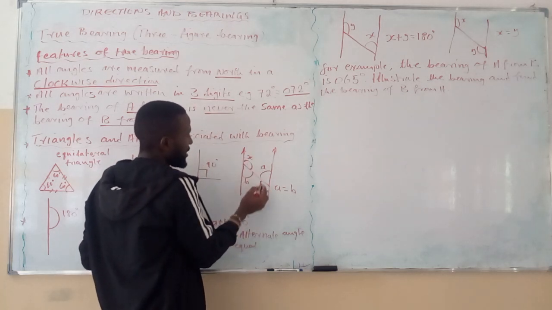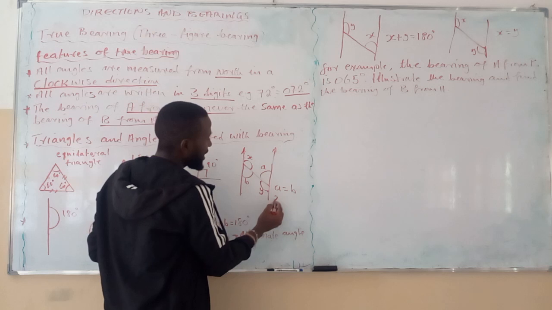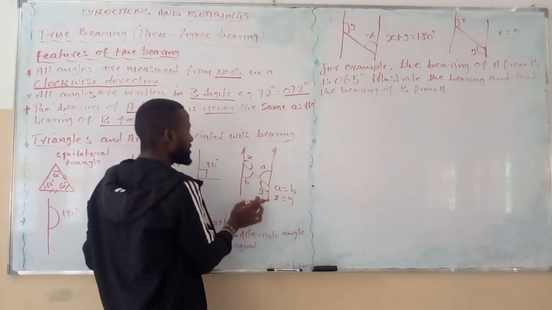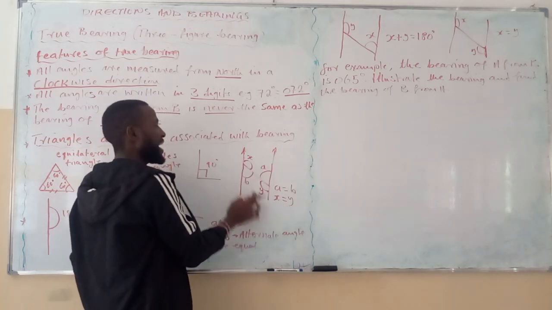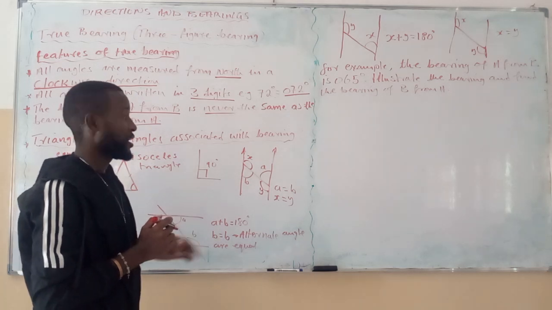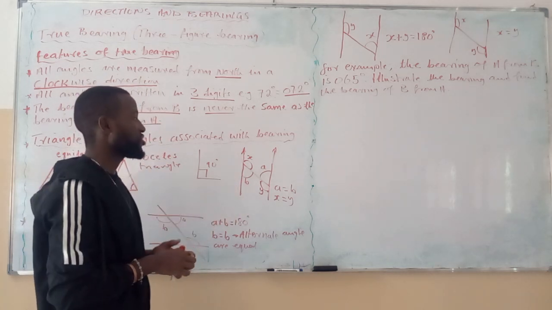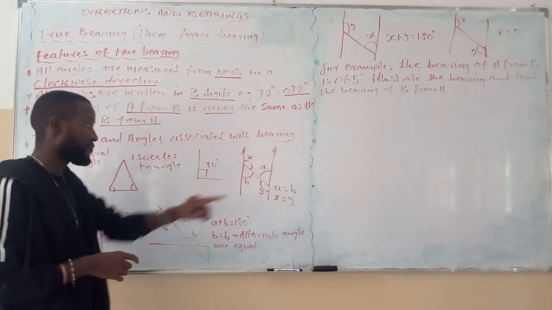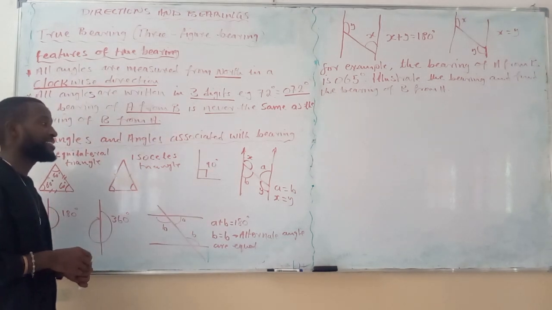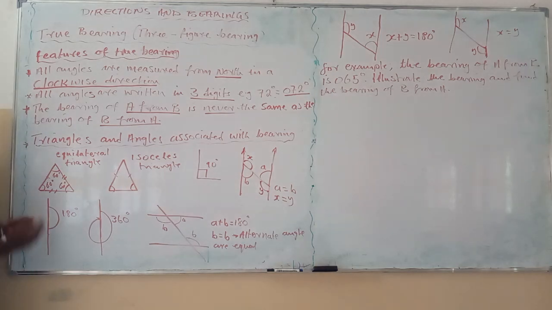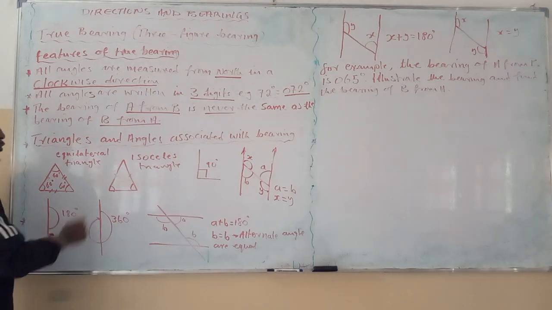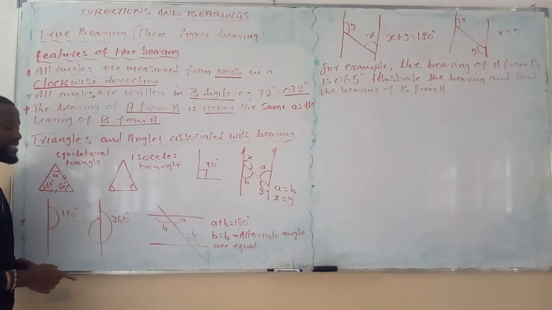If this was x, and this is y, then x is equal to y, because these are alternate angles. Okay? This is what you need to know, because these are some of the questions that we are going to ask. You shall see how effective parallel lines are. Now, a straight line, we know, adds up to 180. But a circle adds up to 360 degrees.